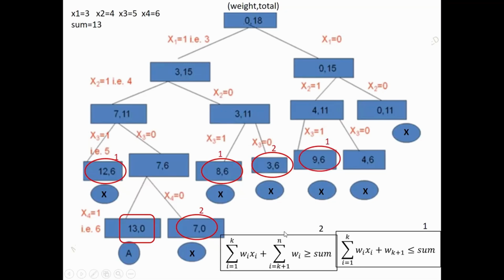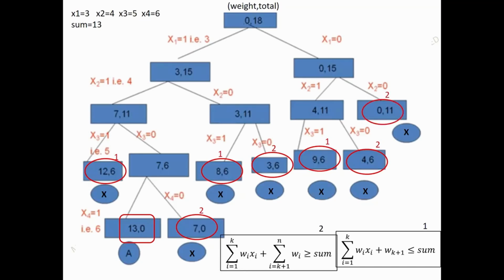Similarly, considering this case, it is violating the first condition. That means 9, the partial weight which we got, plus the immediate value of the next element, that is the remaining x4, that is 6. 9 plus 6 should be less than sum, but it is coming out to be greater than sum. Similarly, this node is violating the second condition.